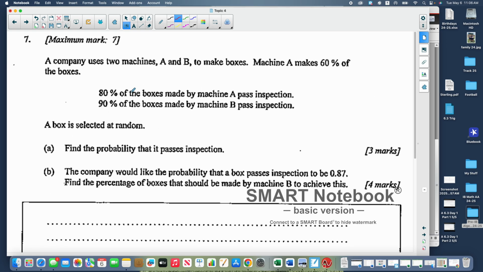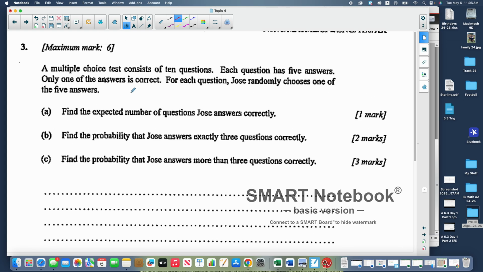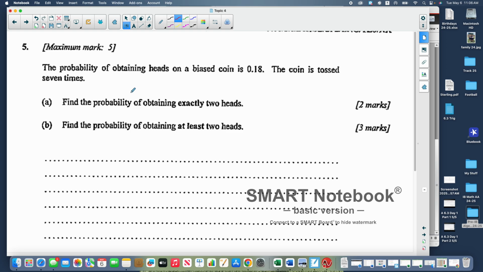Let's do this. I want to go to this one right here. Go back a little bit. There's one that's question number 5. It's not really big. It says the probability of obtaining heads on a biased coin is 0.18, and the coin is tossed 7 times. We're going to discuss this one, then I'm going to give you one to do by yourself, and then we'll take a little break. All right.